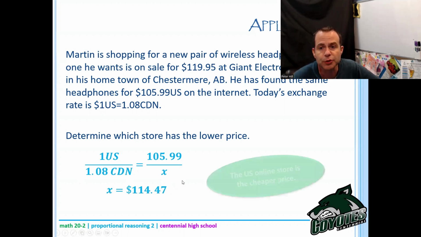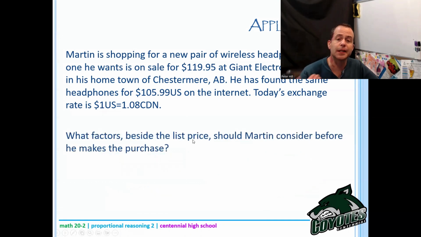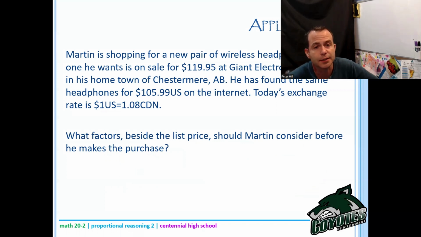So determine which store has the lower price. The US store is the cheaper price. Now, what factors beside the list price should Martin consider before he makes the purchase? Well, there are a few things to consider. Because you're shipping it, there might be shipping costs. Because you're shipping it from another country, it could end up having duty charges. Most things have to clear customs before they actually get to you, and sometimes you'll be charged extra money at customs called duty. So that's something to think about as well.